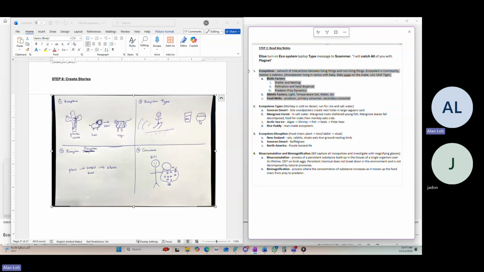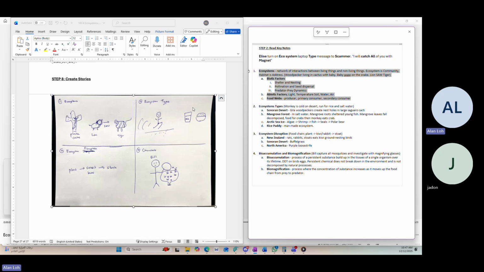Okay, this is rice, like a bowl, then there's rice on top of the bowl. Then this is salt water. I write here "salt", if you can see it properly. So that is the glass. Then this is the water level. Right, so monkey is cold on desert. This is desert with the sand over here. Run for rice and water.